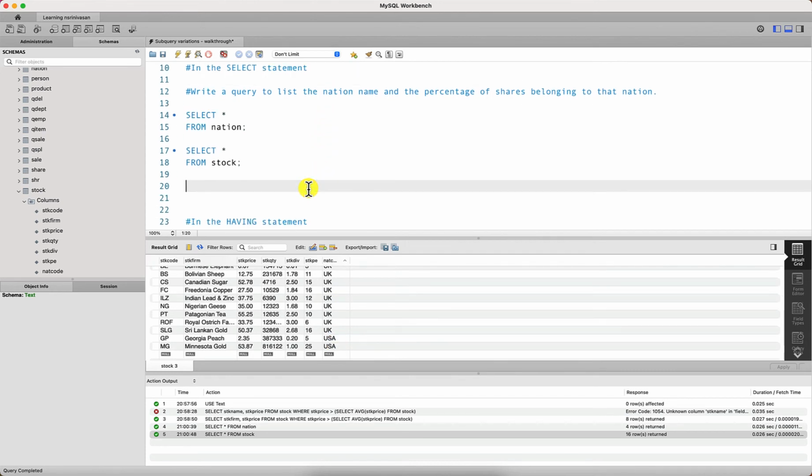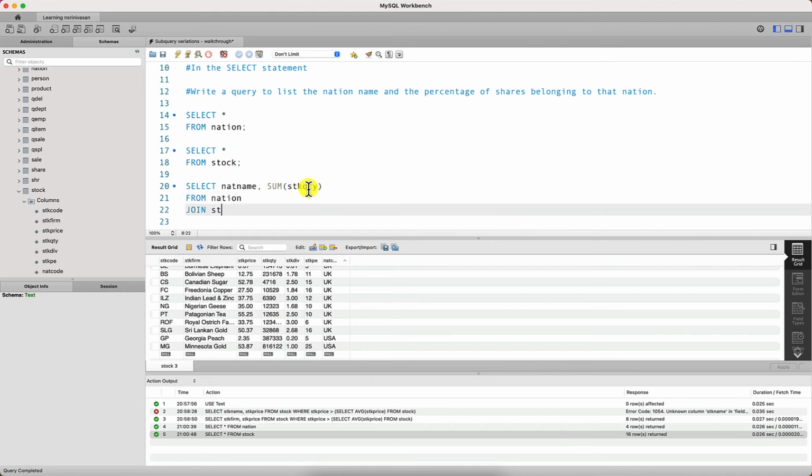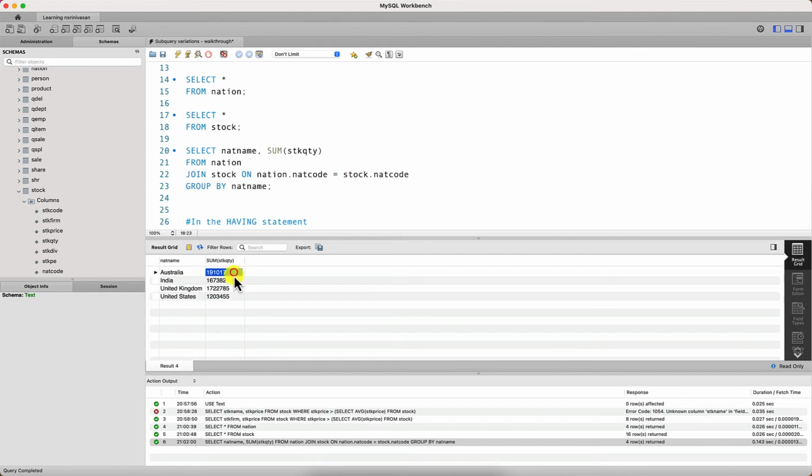To answer this question, we can start by writing the simplest form of this query, which is the number of shares belonging to each nation. To do that, we'd say select nat name, comma, sum of STKQTY from nation join stock on nation.natcode is equal to stock.natcode. And we would say group by nat name. When we do this, we get the quantity of stock belonging to each nation.